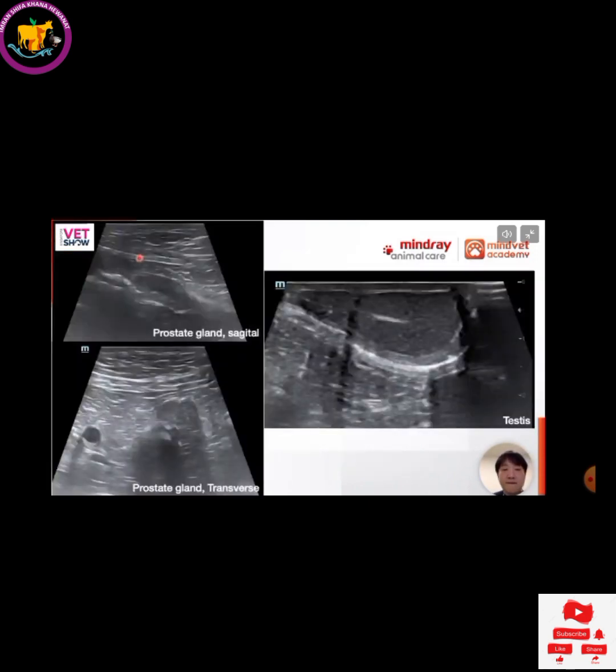This picture shows the normal testes and prostate gland. You will see the oval shape. This is the prostate gland on sagittal plane, and this is the prostate gland on the transverse plane. This picture is the testes. The picture shows the oval shape of the prostate gland on sagittal image and the bilobed appearance on the transverse image. And this is the testis. You will see the mediastinum line here.